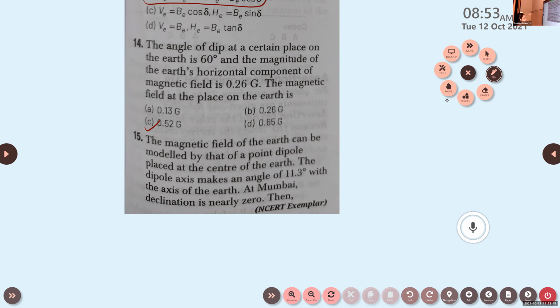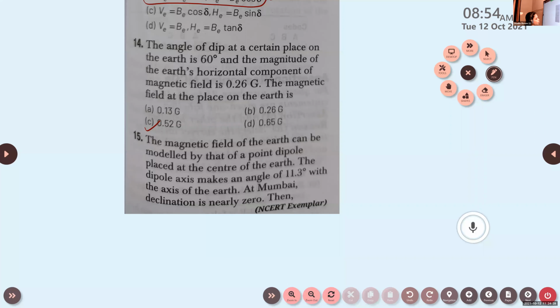The magnetic field of the earth can be modeled by that of a point dipole placed at the center of the earth. The dipole axis makes an angle of 11.3 degree. Are you familiar with this angle 11.3? What does this 11.3 indicate? Declination. We know that the earth's magnetic axis and the geographic axis are not aligned in the same line. They are tilted by an angle of 11.3 degree. That is what is known as the angle of declination. So at Mumbai, the declination is nearly zero.